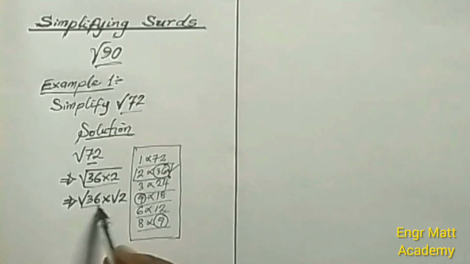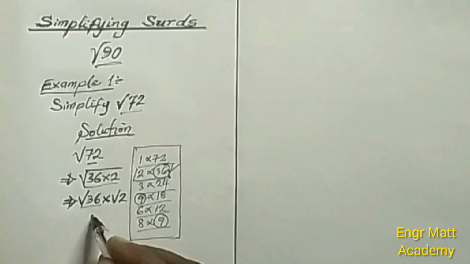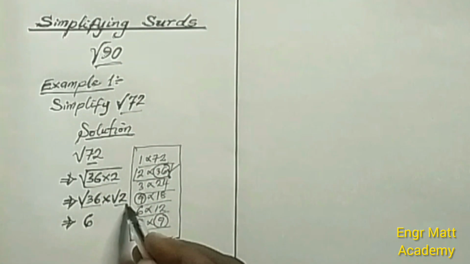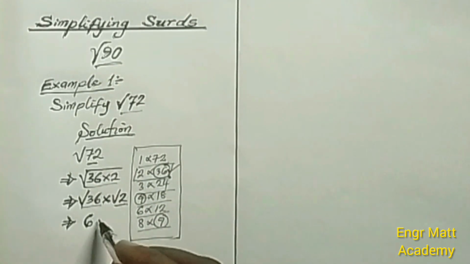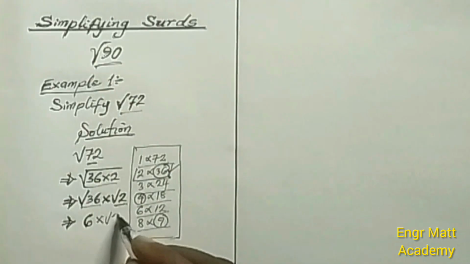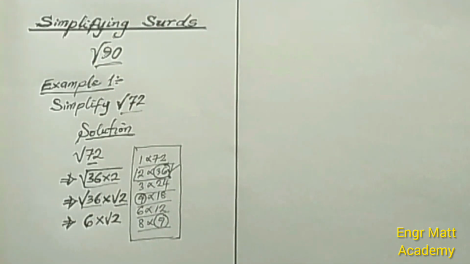Next, root 36 will give us 6. What about root 2? Root 2 is a surd. We can't simplify this further, so we say times root 2. Next, we say 6 times root 2. That will give us 6 root 2. And that is the answer. Alright, let's move on to example 2.